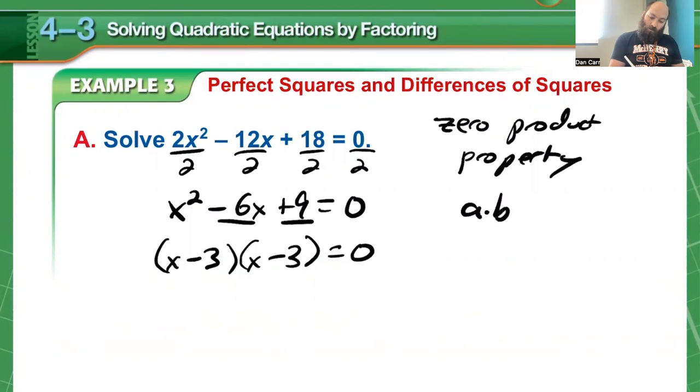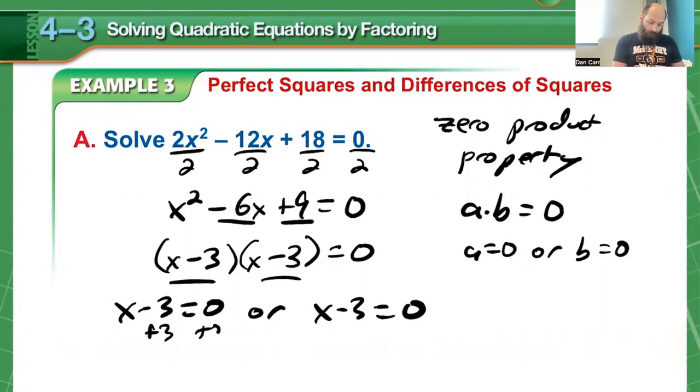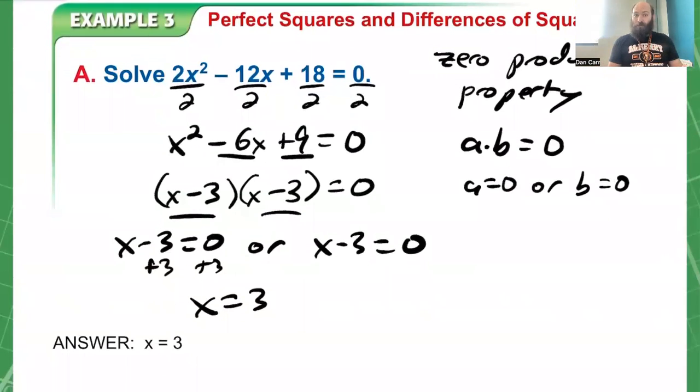And that is if I take 2 numbers multiplied together and the answer is 0, then in the scenario of A times B equals 0, either A equals 0 or B equals 0. That's the only way for this to work. In this scenario, it doesn't really matter, they're the same thing. If I have x minus 3 times x minus 3 equals 0, either x minus 3 equals 0 or x minus 3 equals 0. Like I said, same thing. I solve this real quick and I get x equals 3, and I'll get it either way. So my answer is x equals 3.